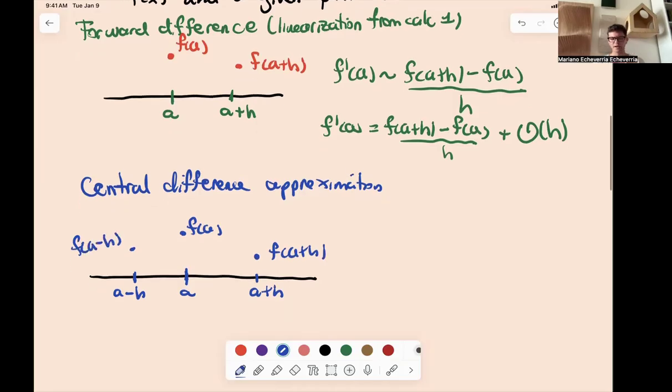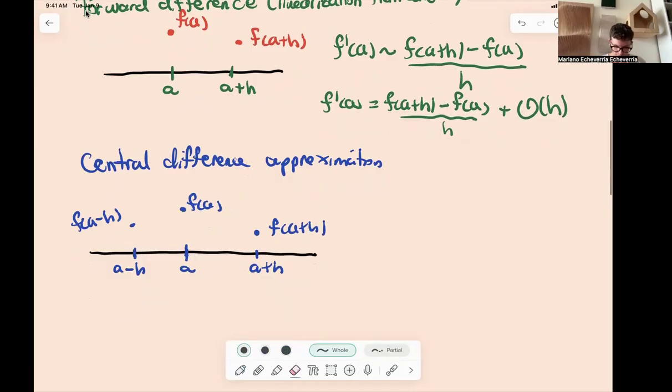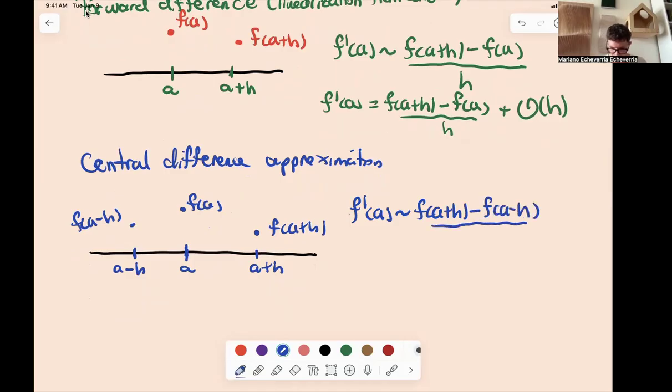Again, the way we found it yesterday was with Taylor's formula. And here, if you manipulate Taylor's formula in an appropriate way, you would find that f prime of a in this approximation is approximated by f of a plus h minus f of a minus h, divided by 2h. Okay?